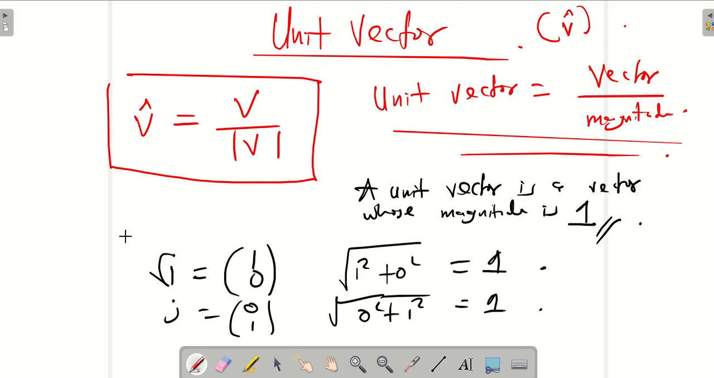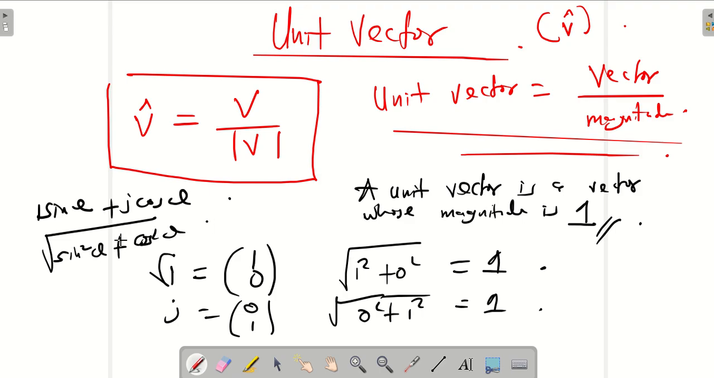Another unit vector is i sine theta plus j cos theta. This is a unit vector. Let's find the magnitude of this. Square root of sine theta is what? So we have sine squared theta plus cos squared theta. Sine squared theta plus cos squared theta is what? 1. And the square root of 1 is what? So it is a unit vector. Are we okay? We are done with unit vector.